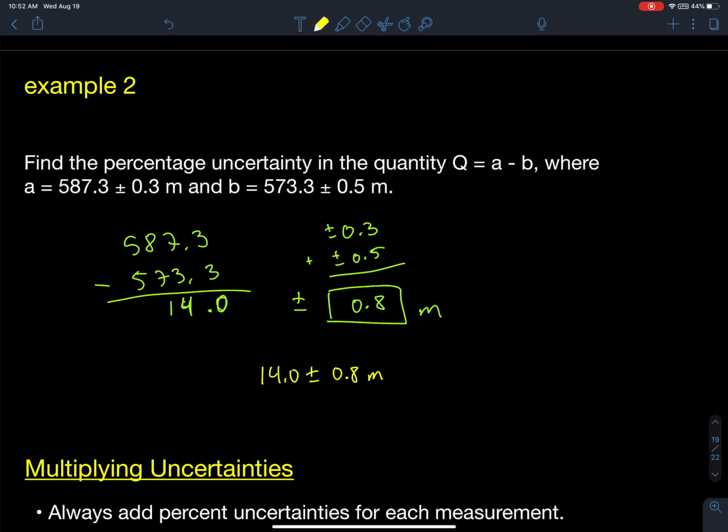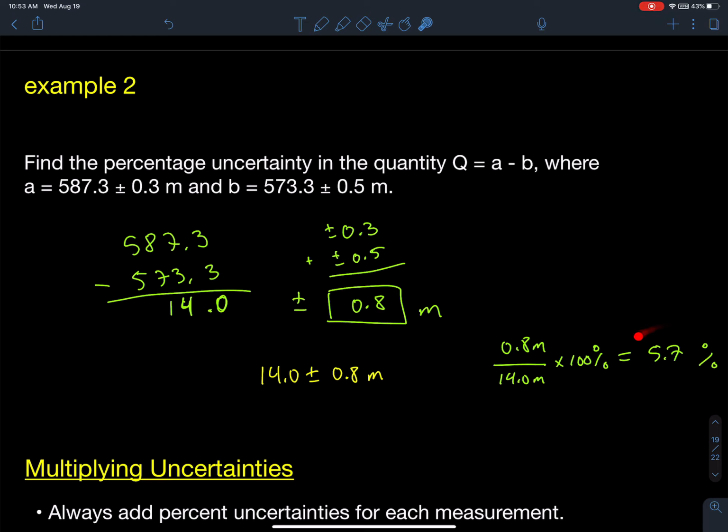Now, is that what the question is asking? No, the question is asking what is the percentage? What is that in terms of percentage? So then I would have to do 0.8 meters divided by 14.0 meters times 100% to give me my percent uncertainty. Okay, so if I do that on my calculator, 0.8 divided by 14 times 100 gives me 5.7%. So my percentage uncertainty for that measurement is 5.7%.